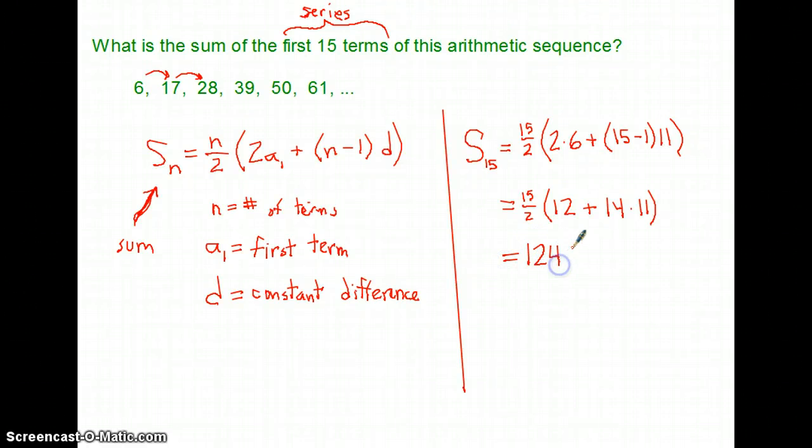Hopefully that seems sort of reasonable, that if I'm adding 15 numbers, first of all, once I get to the 15th number, it's going to be a pretty big number on its own. I'm adding that plus all the ones before it. They all add up together to be 1245.